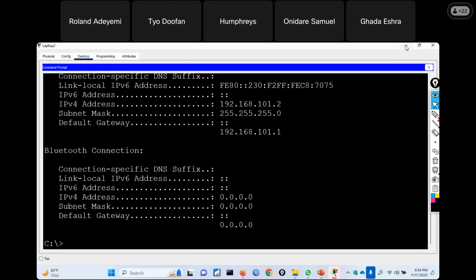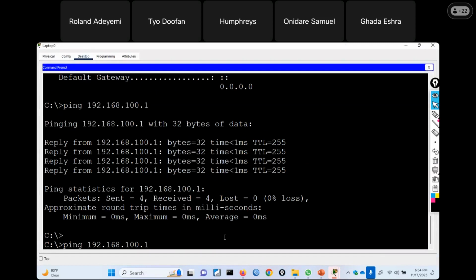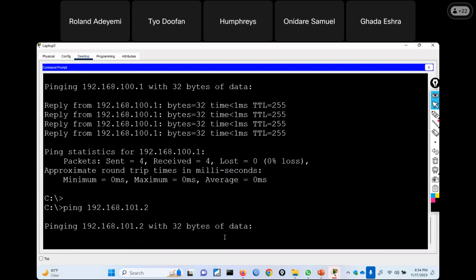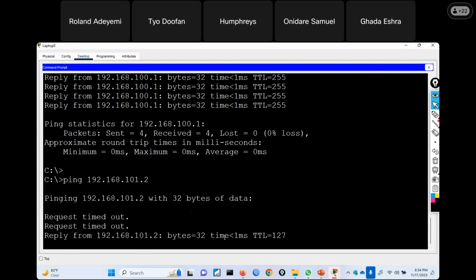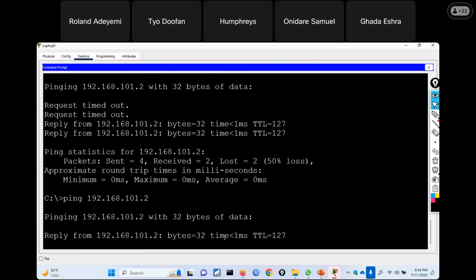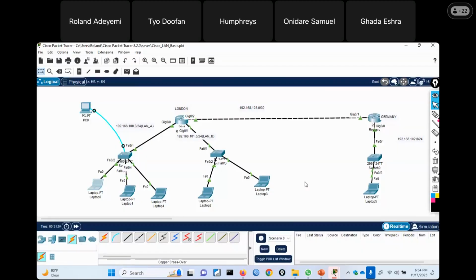This is 101.2. So let me ping from this place to 101.2. Okay, they can ping themselves. It's okay. So now I want to travel back to the other side. So I want to do this configuration again. So the side we want to reach is 192.168.102.0/24 on the London router. So let's do the configuration again.